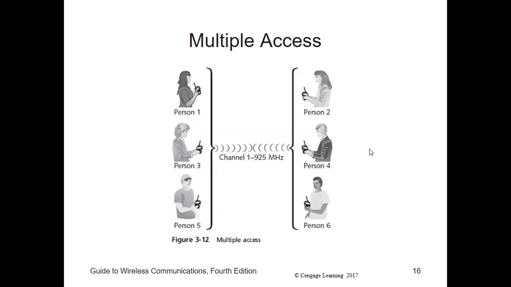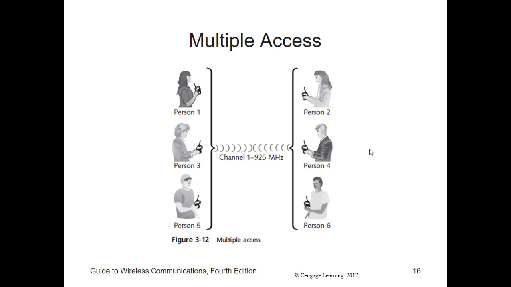So in this example, we have a group of people using walkie-talkies. Everyone is using the same frequency channel, okay? However, if three people on the left transmit at the same time, the three people on the right will not be able to understand the messages because the transmitters will interfere with each other and the people on the right will only hear noise.